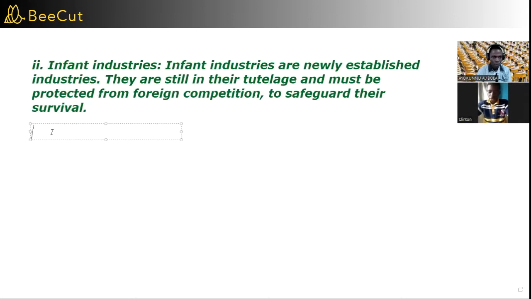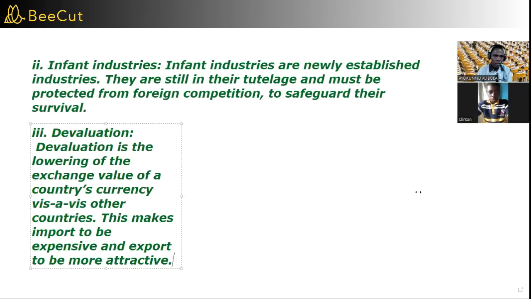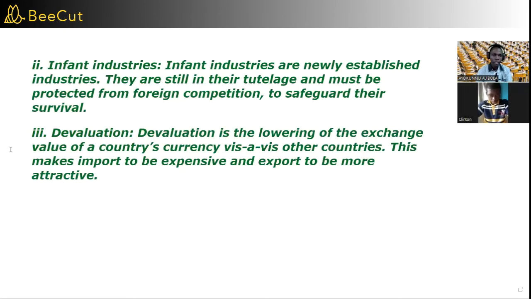Devaluation, which is the third one. Devaluation is the lowering of the exchange value of a country's currency vis-a-vis, in relation to other countries. This makes imports expensive and exports more attractive. So it makes it more attractive to export products than to import products.